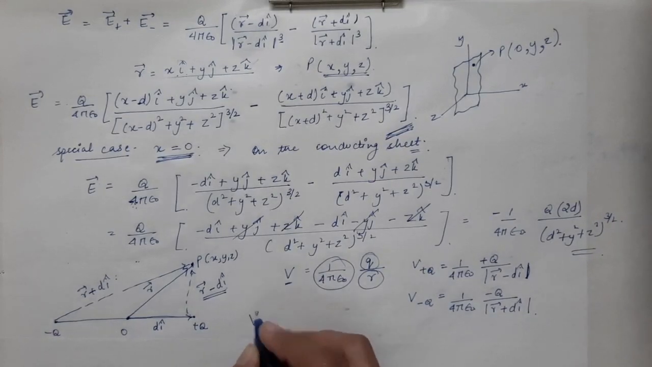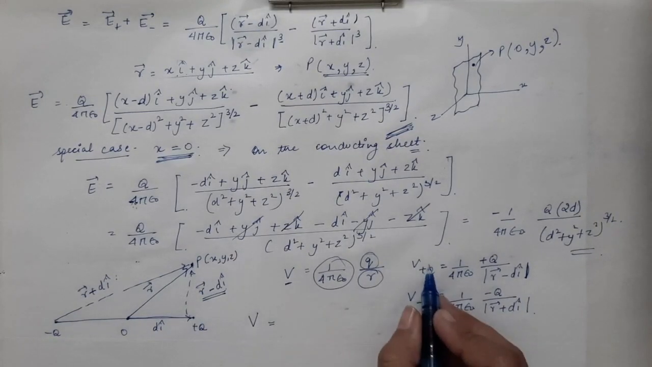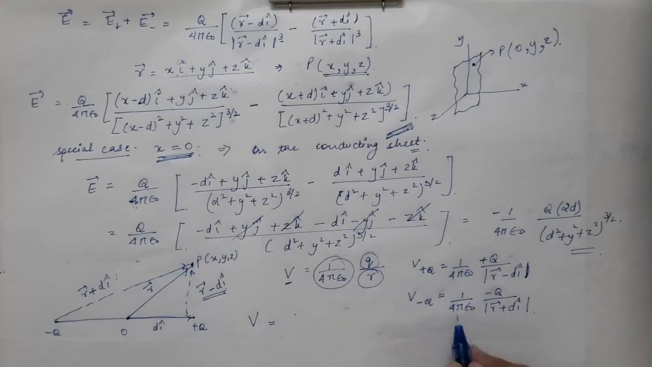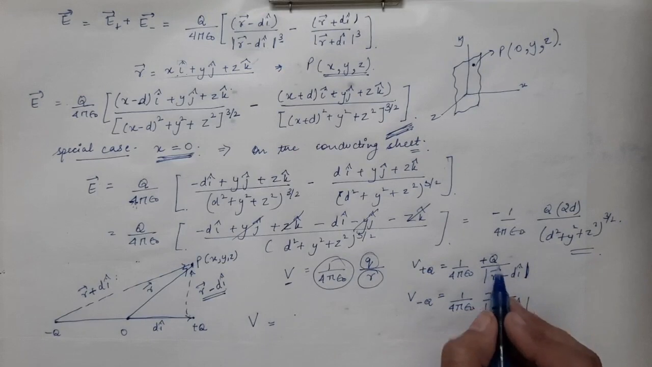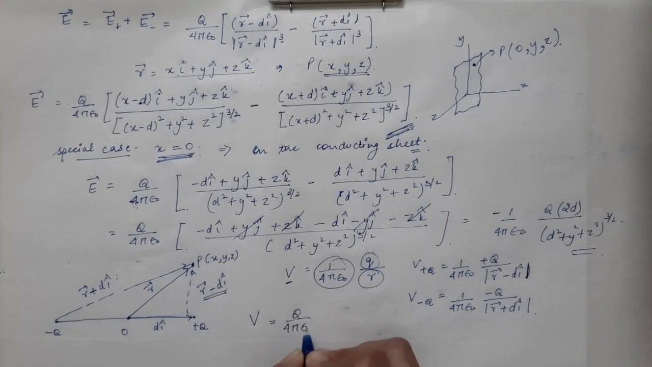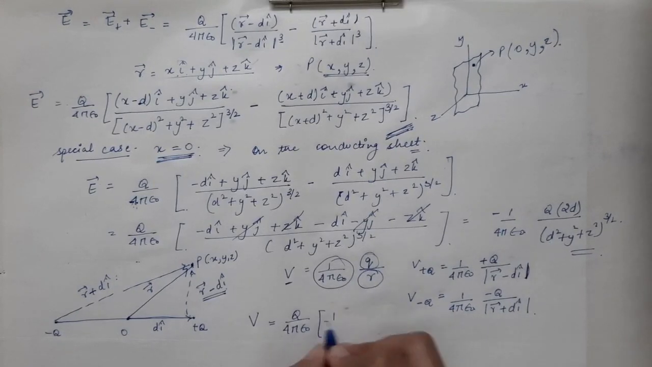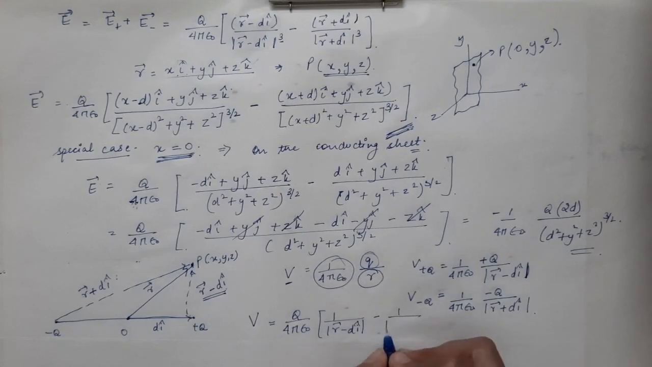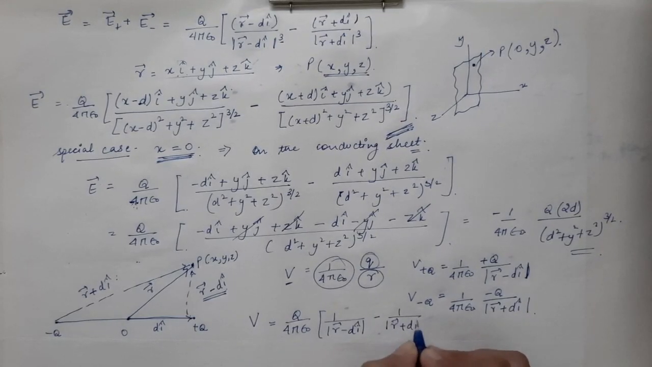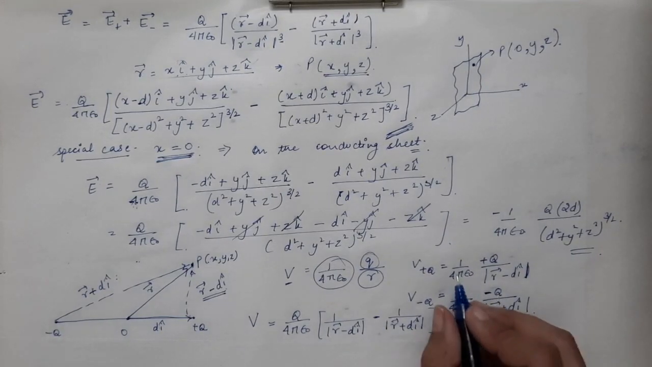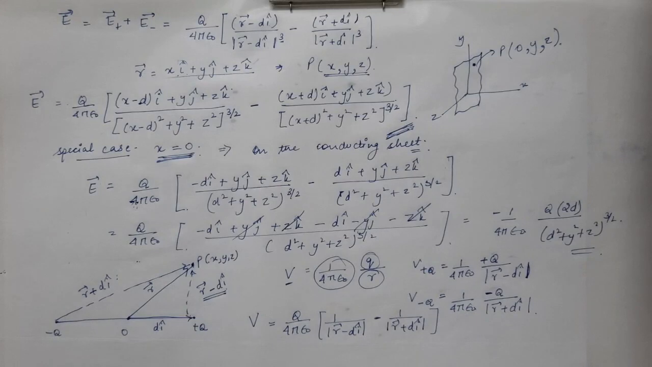Now the net potential at the observation point will be just equal to simple addition. When you do it, 1 by 4 pi epsilon naught and q will be common in both the terms. So q divided by 4 pi epsilon naught can be taken outside the bracket, and you will get 1 by the magnitude of r vector minus d i cap, minus 1 by the magnitude of r vector plus d i cap. This minus sign comes from the minus q. So we are doing the simple addition of these two terms.